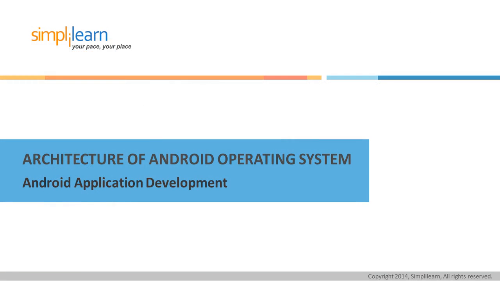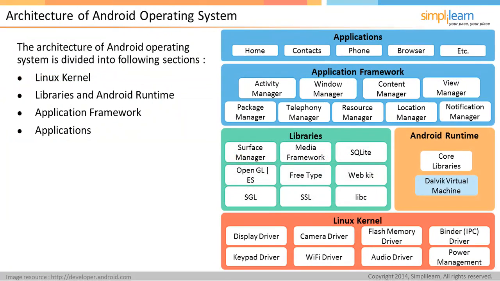In this section, we will discuss the architecture of Android operating system in detail. The architecture of Android operating system is divided into the following sections: Linux kernel, libraries and Android runtime, application framework, and applications. In the next few slides, we will discuss each of these in detail.